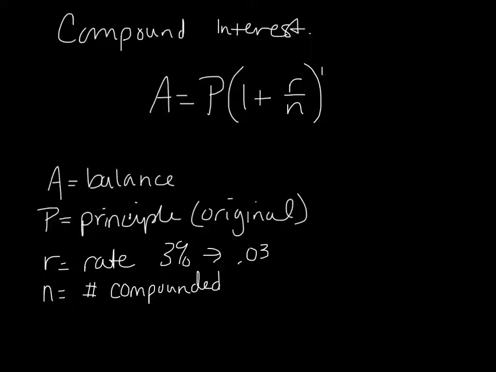And then that's going to be to the N times T power. N is still the number of times in a year, and T is the number of years it's going to be. So let's look at an example to understand that more. Again, our formula is A equals P times 1 plus R over N to the NT. Let's just say that we deposit $100. That means P is going to be $100.